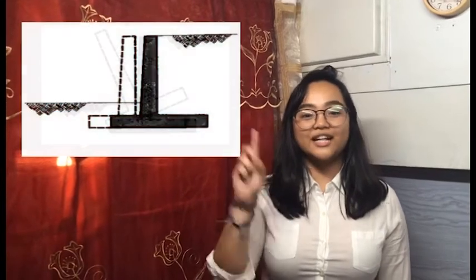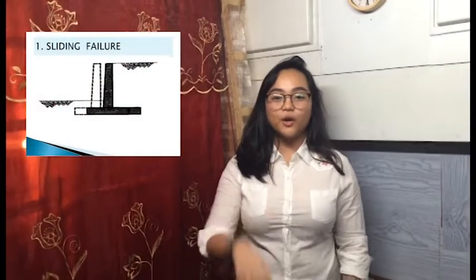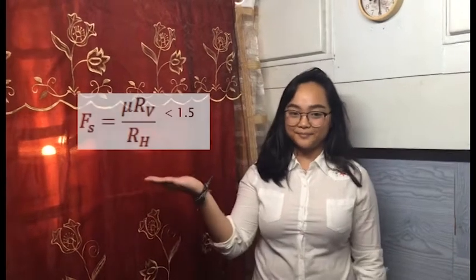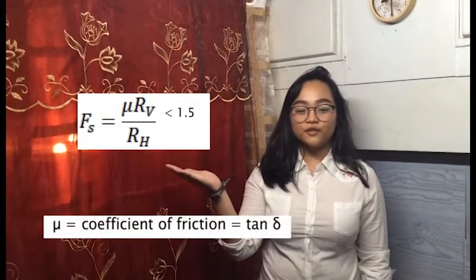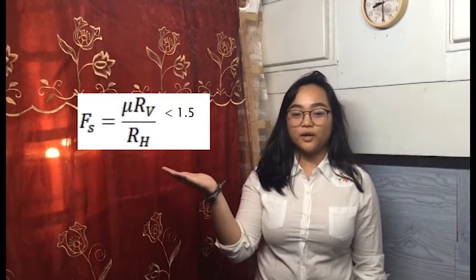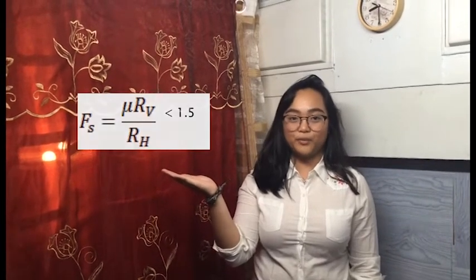There are five modes of failure. First, sliding failure. Second, overturning failure. Third is bearing capacity failure. Fourth is shallow shear failure. And the fifth one is deep shear failure. First is sliding failure. What is sliding failure? Sliding failure is the sliding of the wall away from the backfill when there is shearing failure at the base of the wall. The factor of safety against sliding is given by a formula where mu is the coefficient of friction, or we can solve it by tan delta, and RV and RH are the vertical and horizontal components of the resultant R of the weight of the wall and earth pressure, which should not be less than 1.5.